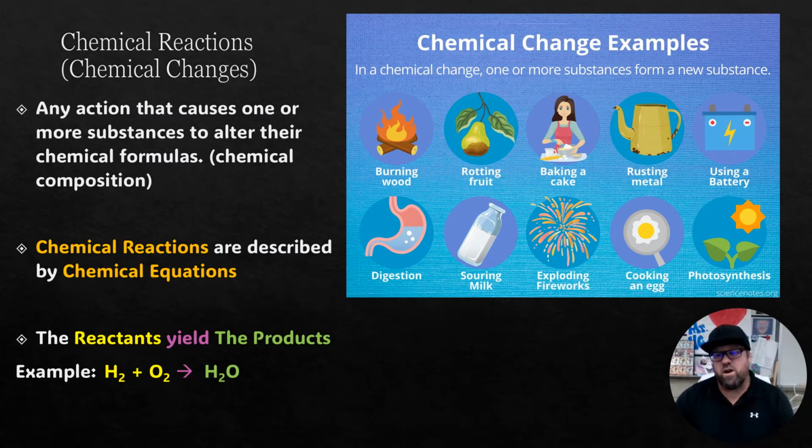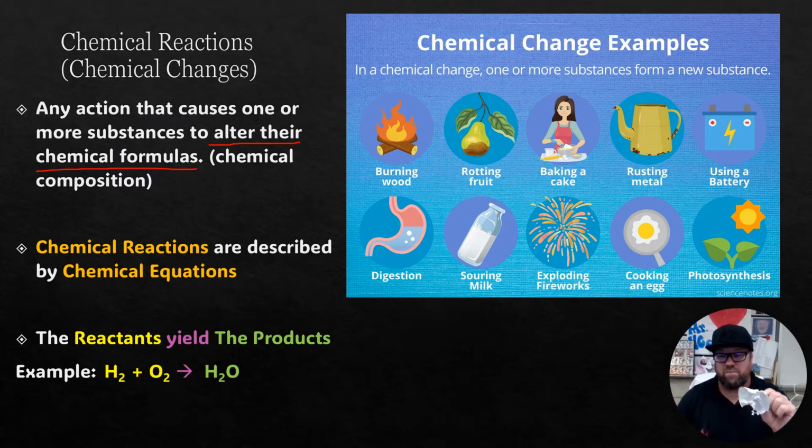Okay, so moving forward into chemical change, which we can also call chemical reactions. Chemical change and chemical reactions are interchangeable terms. Any action that causes one or more substances to alter their chemical formulas. That's the big thing there. Like when I crumpled the paper, the formula of paper didn't get altered. The chemical bonds did not rearrange or change.